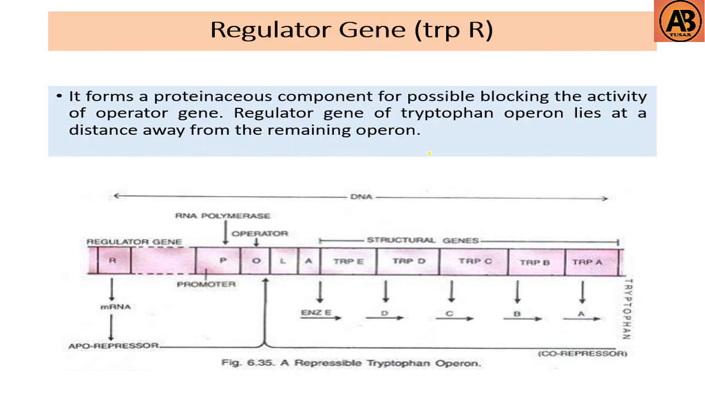Then the regulator gene, tryptophan R. Here you can see R indicates the regulator gene. It forms a proteinaceous component for possible blocking of the activity of the operator gene. The regulator gene of the tryptophan operon lies at a distance away from the remaining operon.